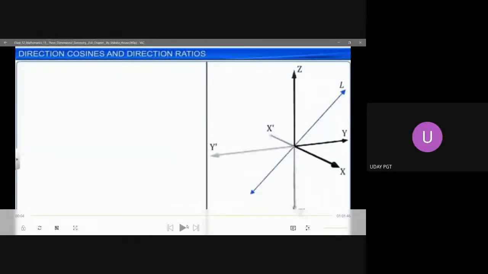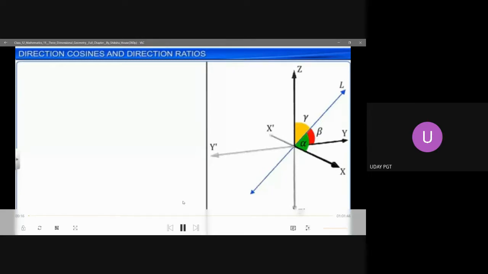Three-dimensional geometry. So we are going to have the two-dimensional geometry you have learned, whereas the x-axis, y-axis and z-axis, three axes are there. We are going to have the three-dimensional geometry. We call it a three-dimensional geometry.